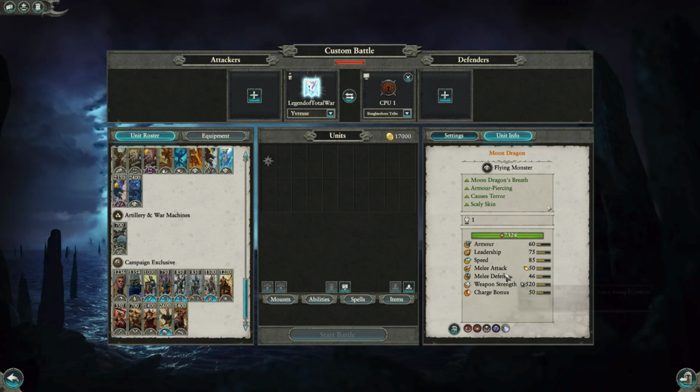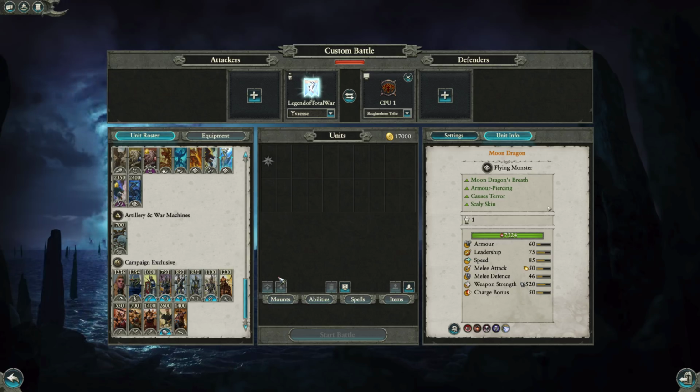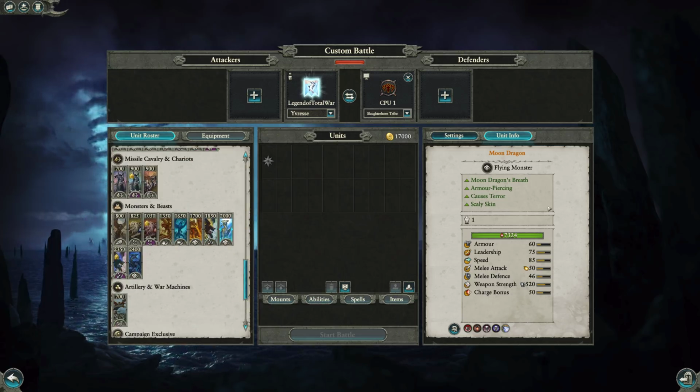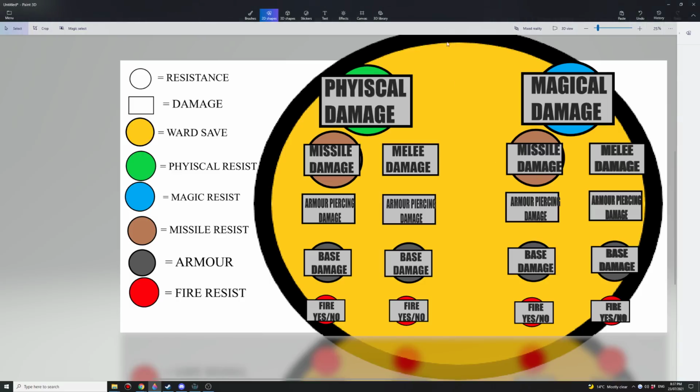Now, in terms of melee defense, that is actually chance to hit in melee, so that's a different type of resistance. That's something else entirely. Yeah, but I think we've pretty much covered everything in terms of the resistances. We've covered every single type of attack you can possibly do, and I guess another thing is spells.